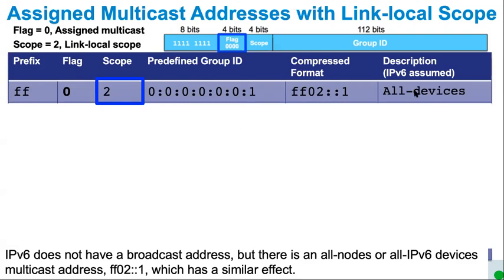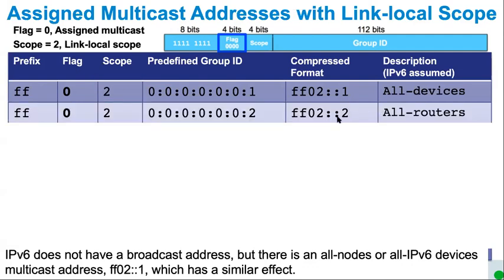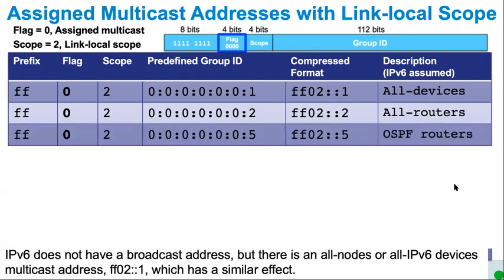FF02::1 is all devices, all IPv6 devices. The 2 at the end is all IPv6 routers. So really what we're looking at for all devices and all routers is this last number. Of course, they're both going to begin with FF. They are going to have a 0 because they're well known. The scope could actually differ, but the most common is link local scope. We'll see an example of that in a moment.